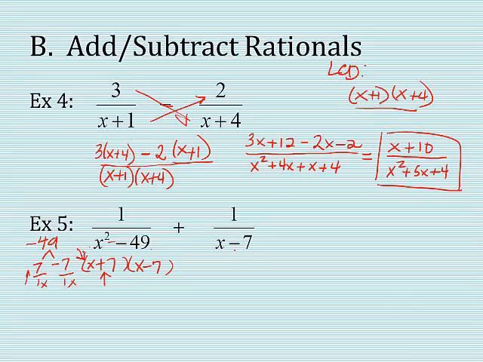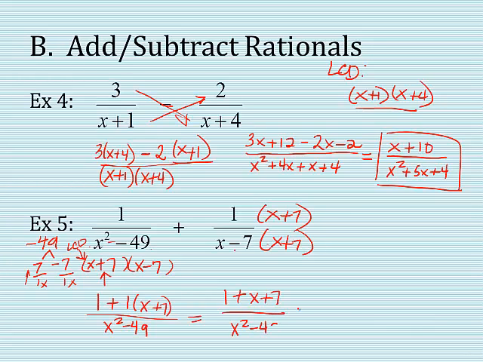So all this right here is my least common multiple, or least common denominator, that I need for both fractions. So in order to achieve that, I need to multiply this guy over here by x plus 7 over x plus 7. And then they'll have the same denominator. So if I do that, I'll have x squared minus 49 on the bottom. On top, I'm going to have 1 plus 1 times x plus 7. And then I just distribute and reduce: 1 plus x plus 7 over x squared minus 49. So it's x plus 8 over x squared minus 49.